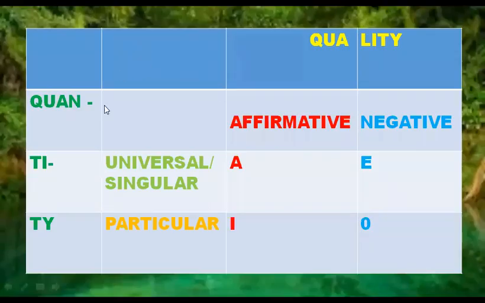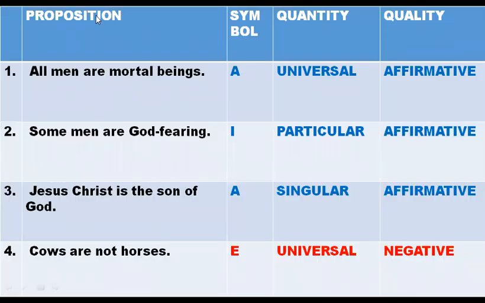Now, the quantity na naman means the number. No? The quantity means it can either be universal or singular, or it is particular. The quality is it's either affirmative or negative. Okay. Then we have this proposition and then the symbol, the quantity, and the quality. All men are mortal beings. Is that affirmative or negative? Affirmative. Is that universal or particular? Universal. So it is universal affirmative and we have the symbol A.